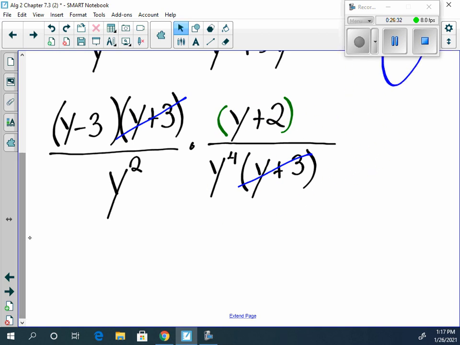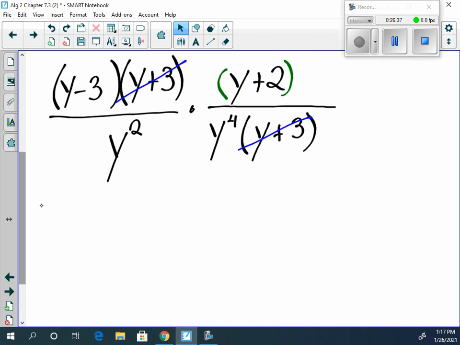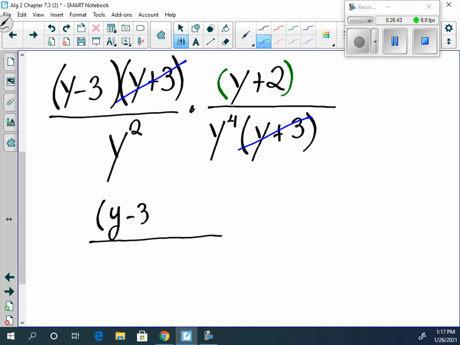Now, really, what we can do is rewrite our expression. So on top, well, what we have is, we still have y minus 3, and we also have y plus 2.